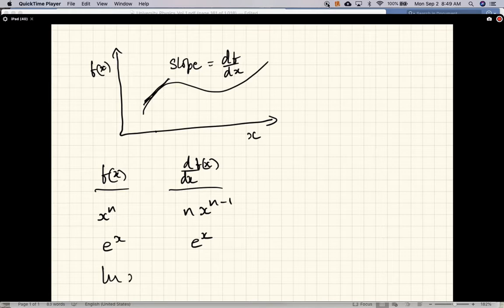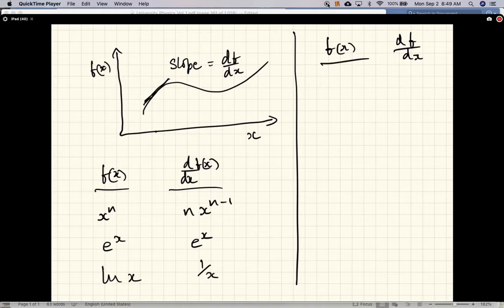For log x, the derivative is 1 over x. And here are derivatives of some trigonometric functions. For cosine x, it's minus sine x. The derivative of sine x is cosine x, and so on. And you can find a list online if you choose.